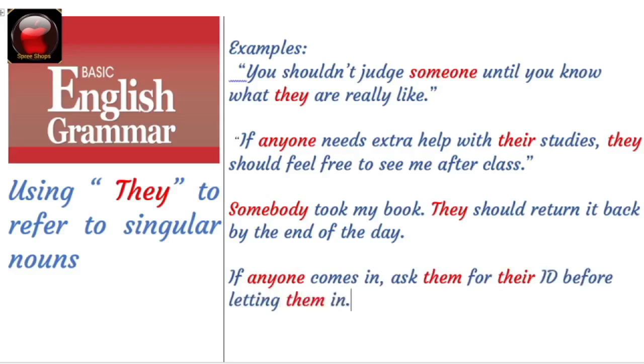Now we read the examples again. You shouldn't judge someone until you know what they are really like. We use someone and we use they to refer to someone. The second example, if anyone needs extra help with their studies, they should feel free to see me after class. We use anyone, and we use their, the possessive adjective, and we use they to refer to anyone.